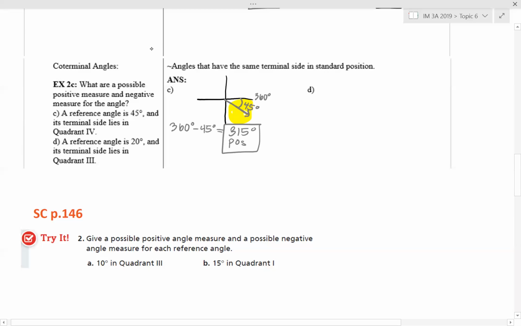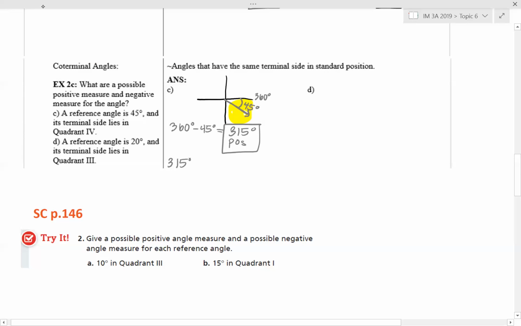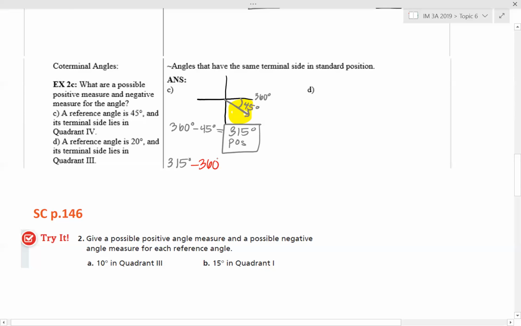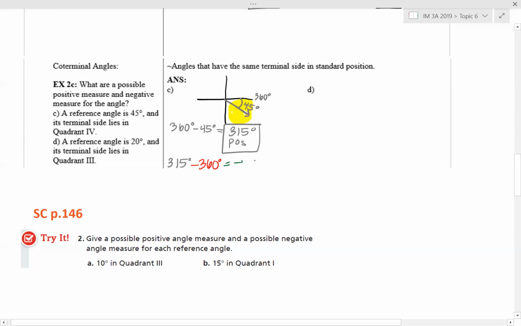So I would do 315 degrees minus 360 degrees, and that would give me a value of negative 45 degrees. That's going to be the value for my negative angle. When I'm doing this, I can always add or subtract 360 degrees to find angles that are coterminal. So that's our strategy to find coterminal angles: adding and subtracting 360 degrees to get what we want.